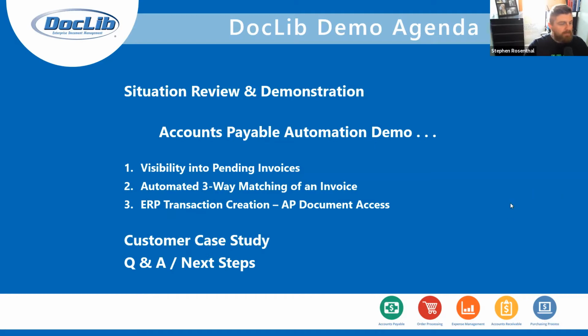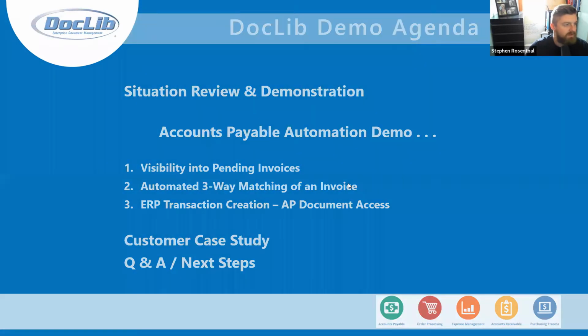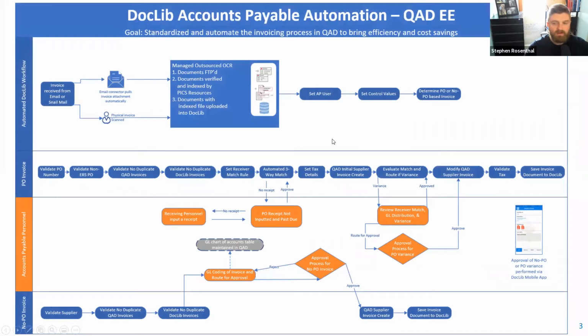So for the demo here today, I'm moving at a healthy clip. Feel free to restart anything and go back. What I'm going to be doing is flip-flopping between our general diagram of AP automation. The workflow diagram that you see in front of you is a simplified version of what our out-of-the-box DocLib AP workflows do.